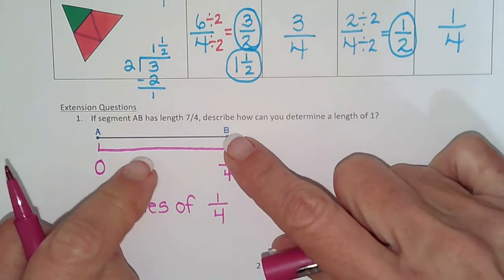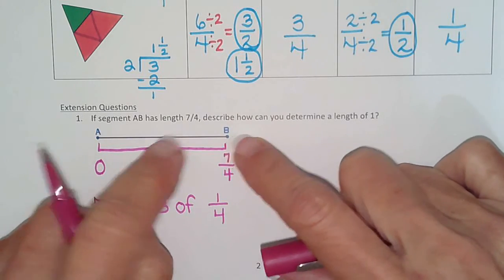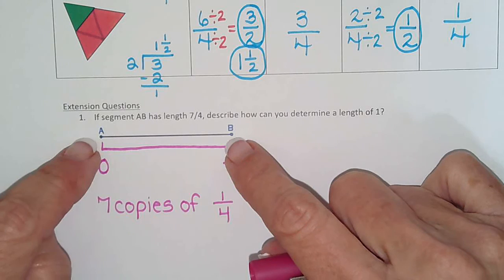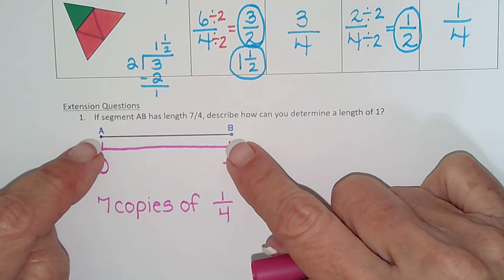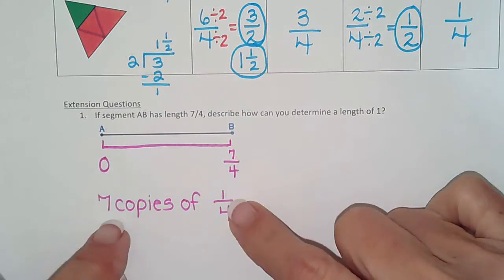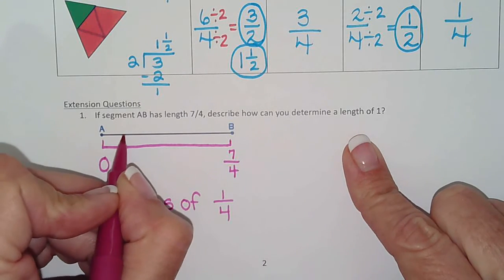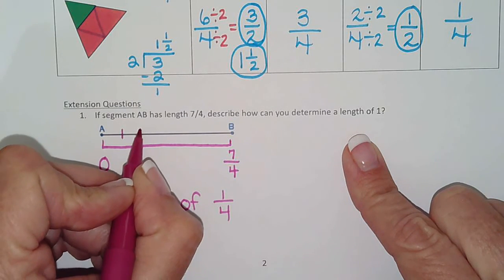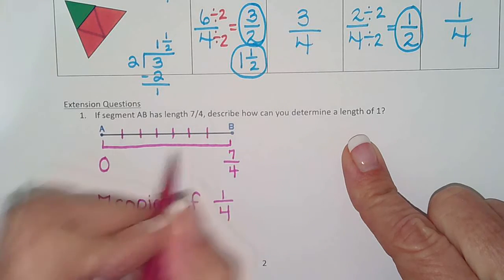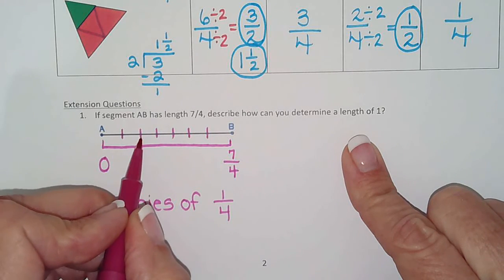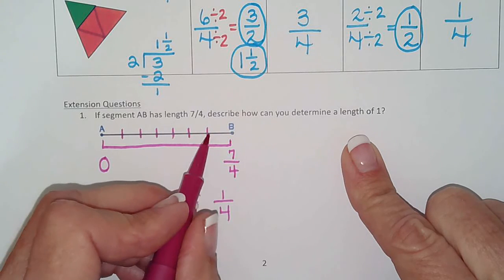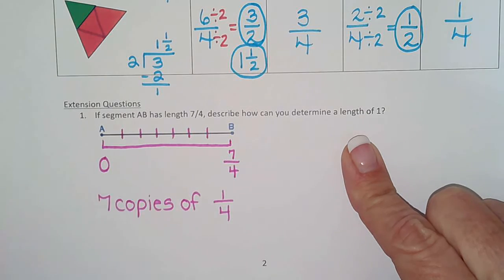And that's what a lot of students do wrong. They want to make this 1 and then go past it, or they want to put 7/4 here, but it's saying this length right here is 7/4. So we start at 0, we end at 7/4. So we need to make 7 copies of 1/4 in there. So 1, 2, 3, 4, 5. So 1/4, 2/4, 3/4, 4/4, 5/4, 6/4, 7/4.